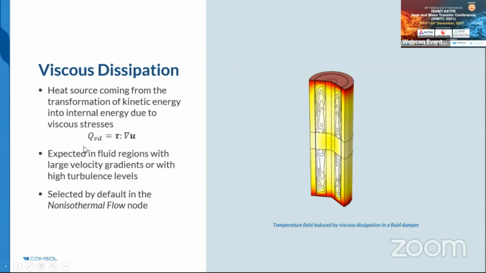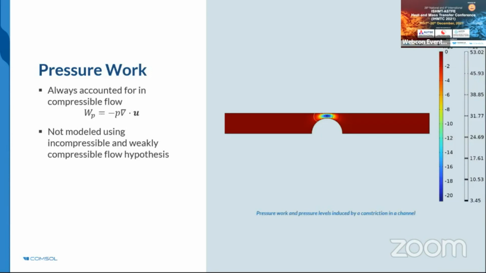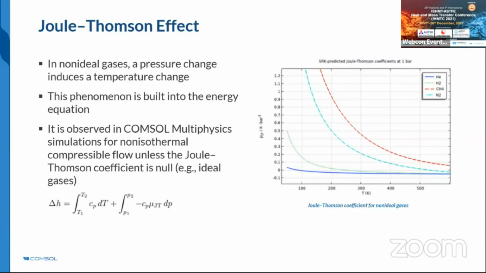And here again, I'm recalling the equation, but of course, as a Comsol user, you don't need to know the equation. You can check them, of course, if you want, but otherwise you just activate the corresponding option. And for pressure work, in this case, this is built into the equation. That's not really something you can enable or disable. As soon as you work with a compressible flow, it will be present in your model. And that's exactly the same with the Joule-Thomson effect. As soon as you're working with compressible flow, and provided the Joule-Thomson coefficient is not null. So, for example, provided you are not working with an ideal gas, then you will account for the Joule-Thomson effect.